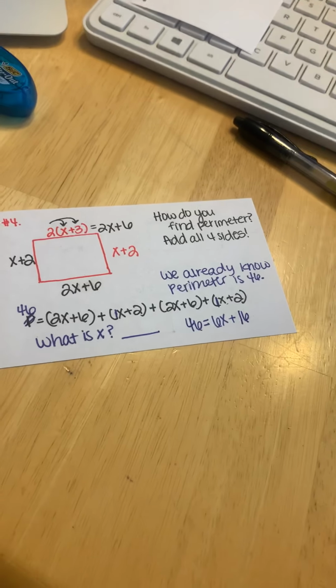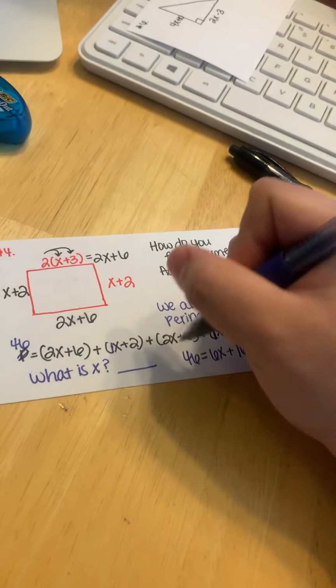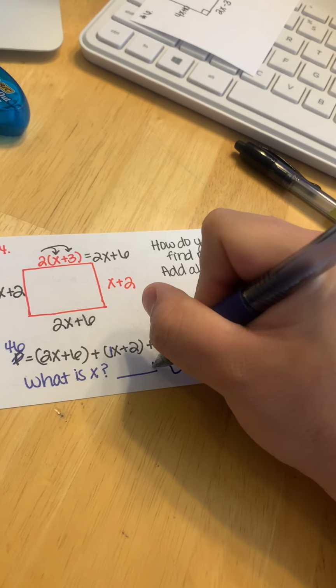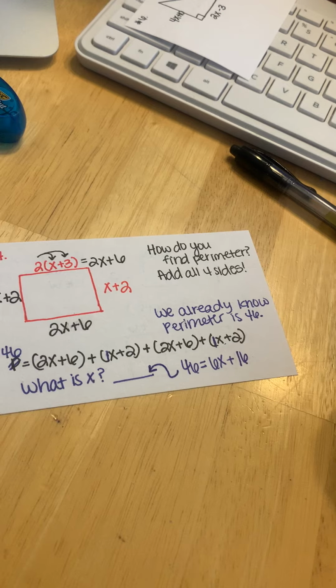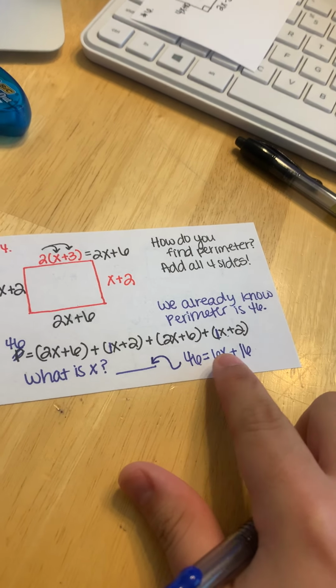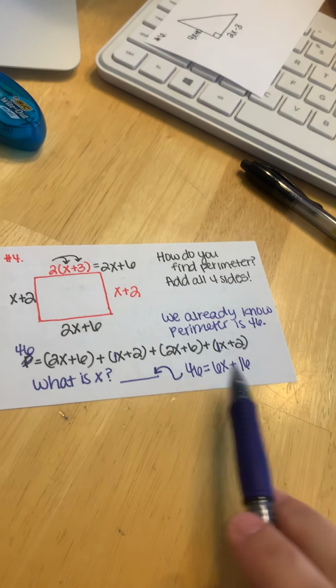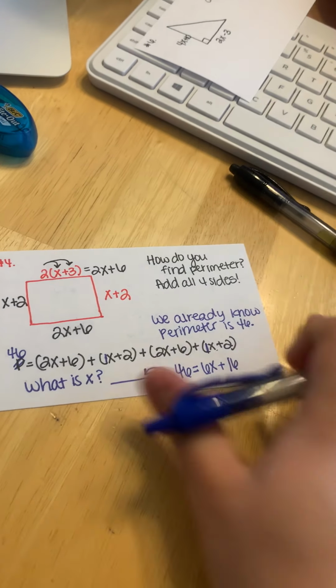So the last thing that I want you to do is to find out what is x equal to. So you know how to solve. You're pretty good at that one. Tell me what is x equal to here. If 46 is equal to this, what does x have to be? So remember, you can subtract 16 from both sides and divide by 6.